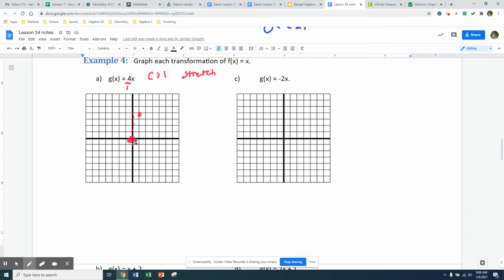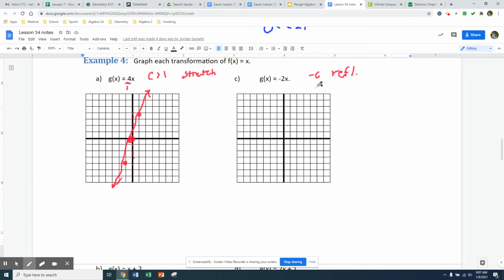I can go back the other direction, 1, 2, 3, 4, back 1. So there would be my slope of 4, and then there's going to be my roughly my line. Hopefully you can draw a straighter one than that, but there would be our answer. Next, we have a negative. So a negative c out in front means that it's going to be a reflection.